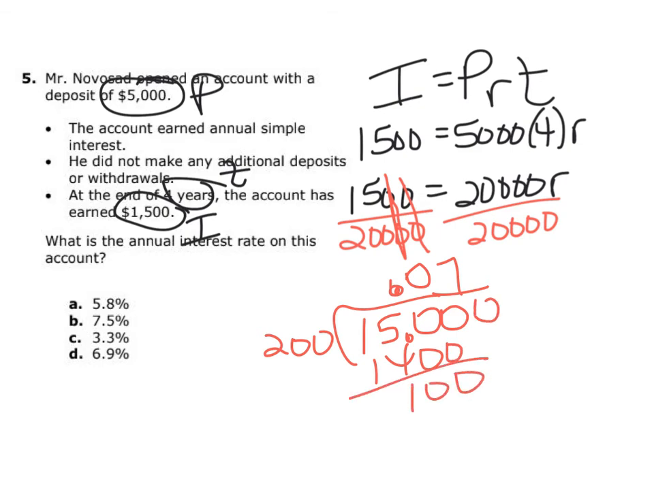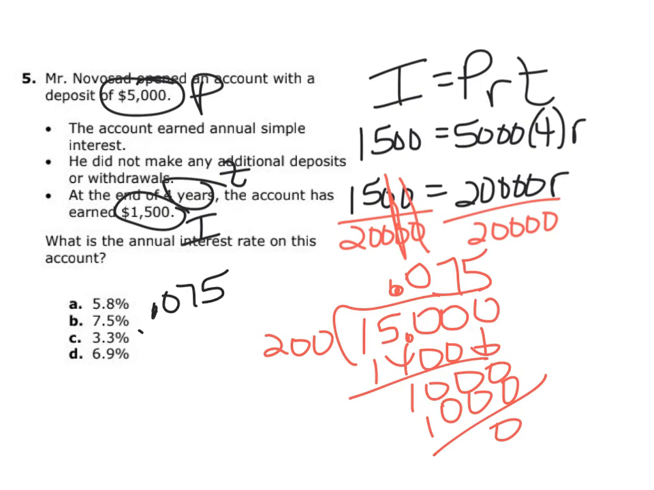You still need a 0 to be able to continue dividing. So 200 into 1,000, that's going to be 5 times. So that's $1,000. So that means my rate is 0.075. But we have to change that to a percent. And in order to change that, we have to multiply 0.075 by 100.